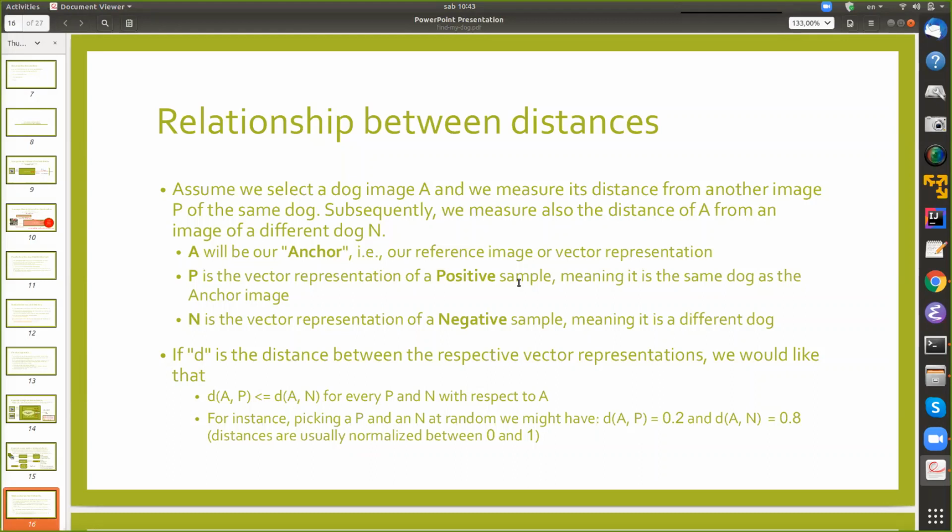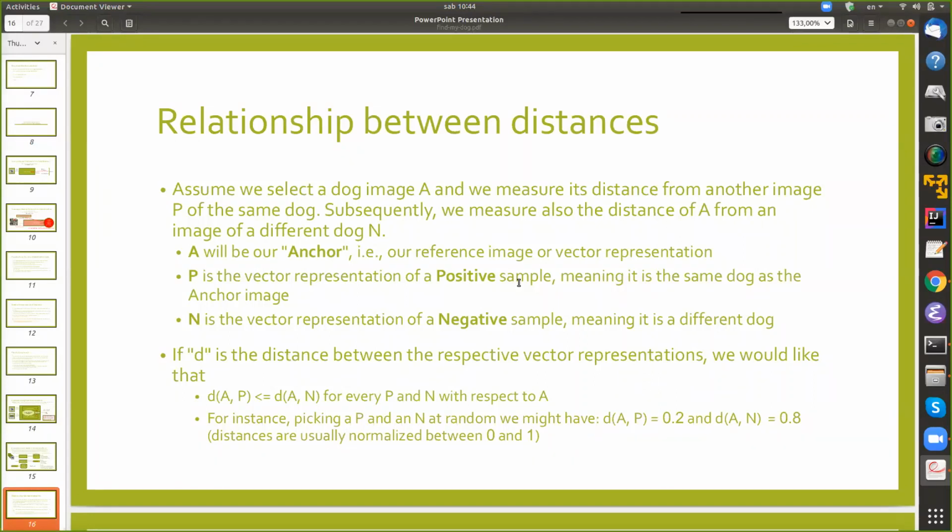In order to train a neural network to predict good vector representations for the images, we have to think that when we pick a dog as a class, we automatically say that dog becomes an anchor, the reference dog for its class. So when we train the network, we will give the network additional images of dogs. When we have an image of the same dog, we have a positive sample. So the reference dog is the anchor. It's a dog that represents the class. The positive is a different image of the same dog.